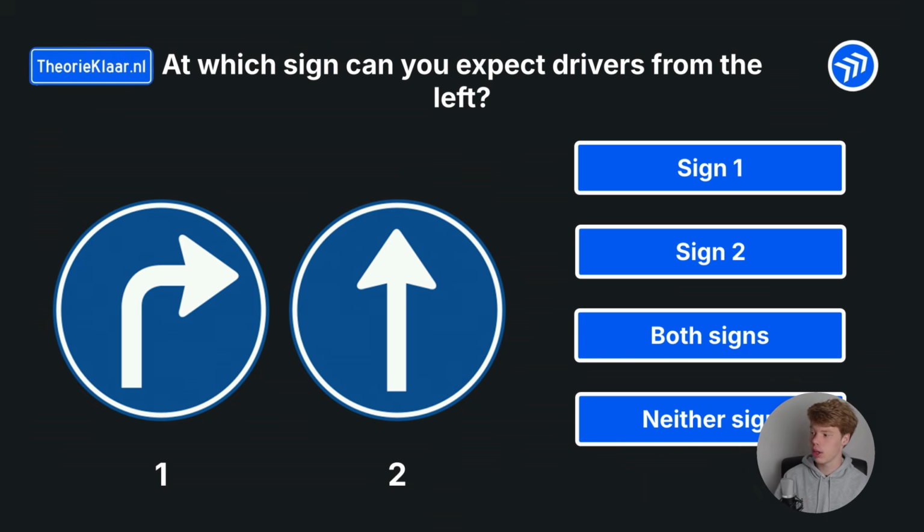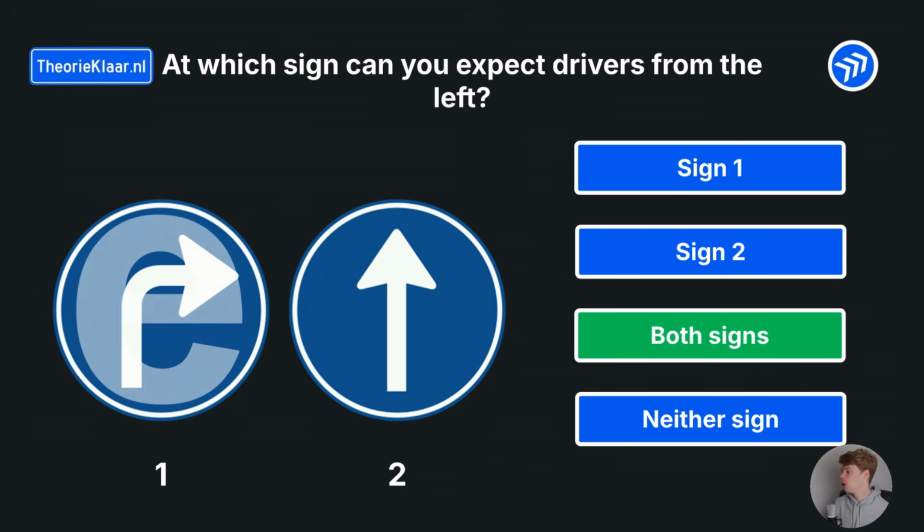And at which traffic sign can you expect drivers from the left? Is that sign 1, sign 2, both signs, or neither of them? Here the right answer is both signs, because just like the traffic light, think of the round sign of the letter E. You can expect drivers from everywhere.